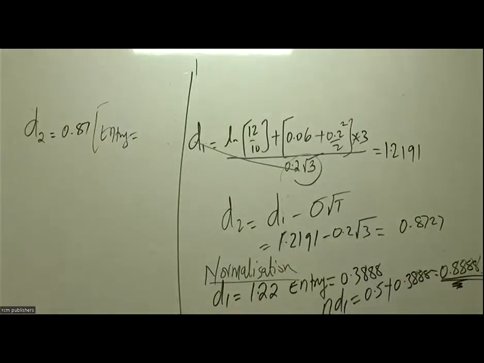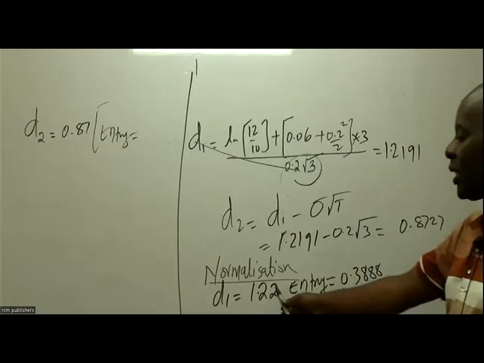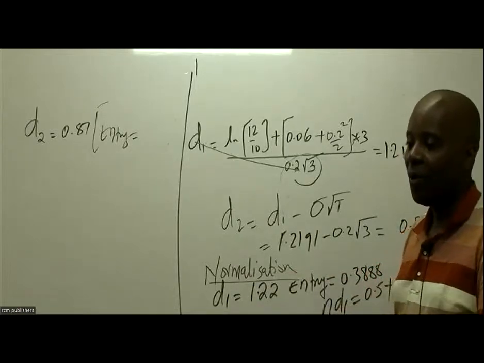What is the difference between ND1 and D1? You see, ND1 is normalized. It's a probability. ND1 is a probability. D1 is the Z score.